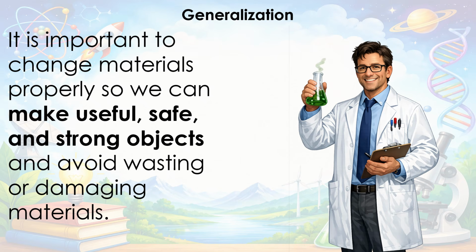It is important to change materials properly so we can make useful, safe, and strong objects and avoid wasting or damaging materials. Let's explain the important parts. First, proper processes help us create useful objects. Second, they help us create objects that are safe. Third, they can help make objects that are strong. And fourth, proper procedures help us avoid wasting or damaging materials.